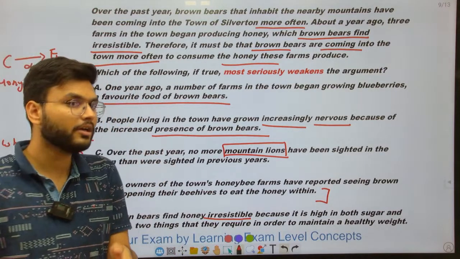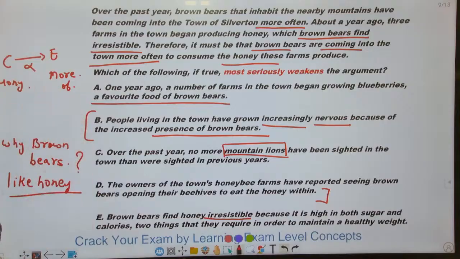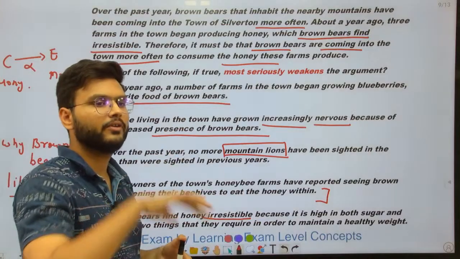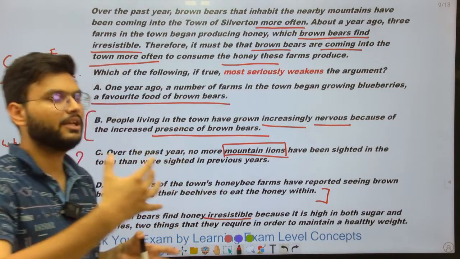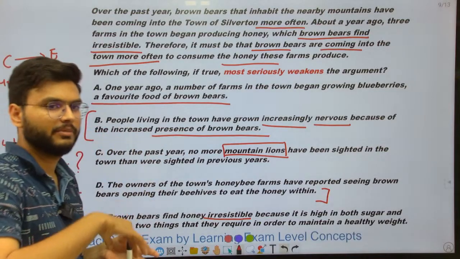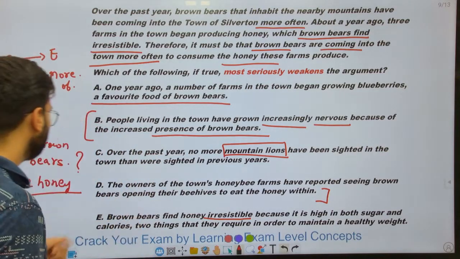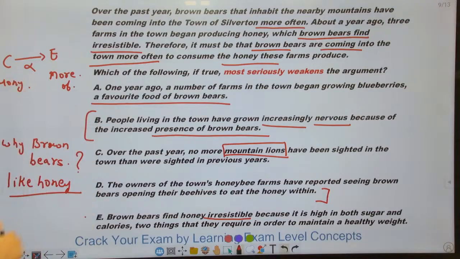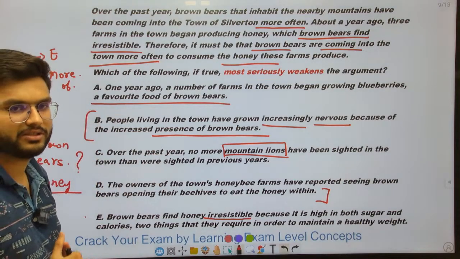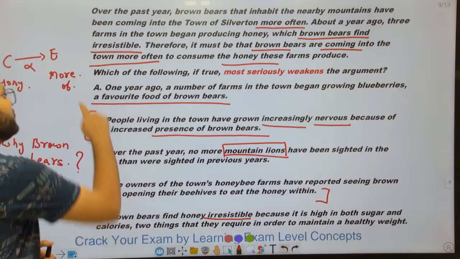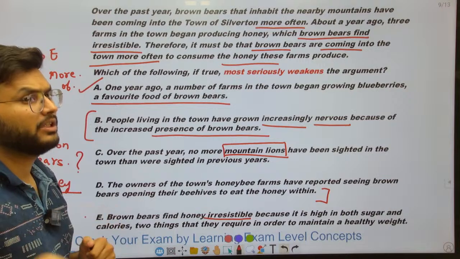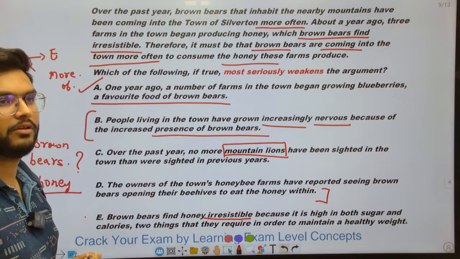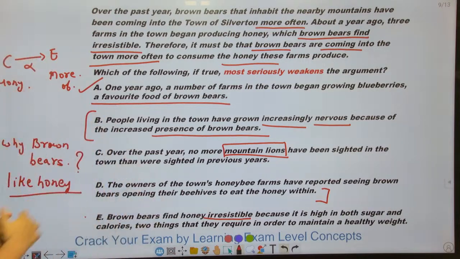I need to look at the cause and effect relationship between honey and the brown bears coming more often to the city. Honey is the cause, and because of this, brown bears are coming more often. That is the fact. This option does not in any circumstance impact this cause and effect relationship. So you can see I have only one choice, option A, which gives me a reason to believe that the cause we were assuming, honey, was not in reality the cause. It might be the blueberry.